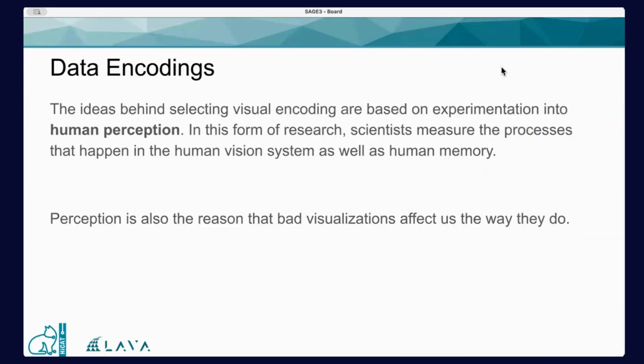So this is kind of bringing us to this point that there's a lot of these ideas behind visual encoding, but they're all kind of based and related to human perception. And there's a lot of studies about human perception. I'm going to talk about it very briefly. But again, this is a ginormous subject. And the perception is also the reason that the bad visualizations were affecting us in the way that they were, right?